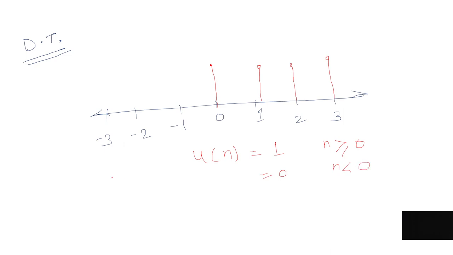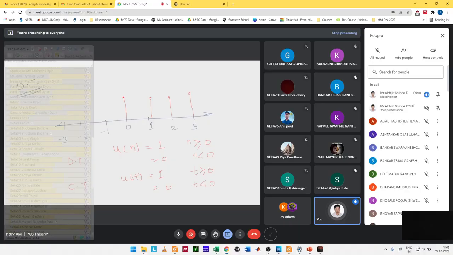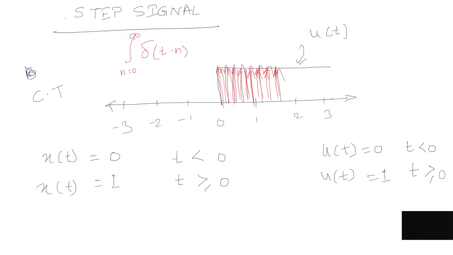Right, so this is the discrete time, and in continuous time it will be u of t is equal to 1 for t greater than or equal to 0, and it will be 0 for t less than 0. I hope I'm clear. Any question about this? So this was in the discrete time.